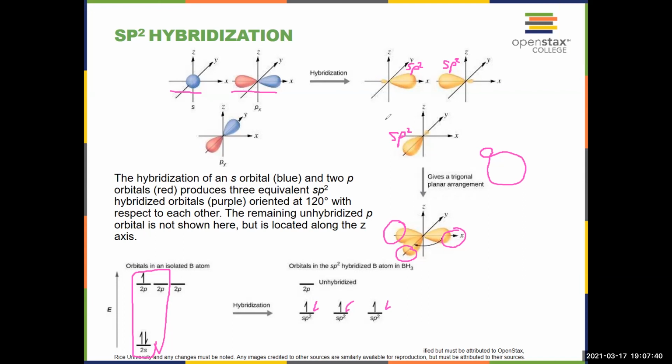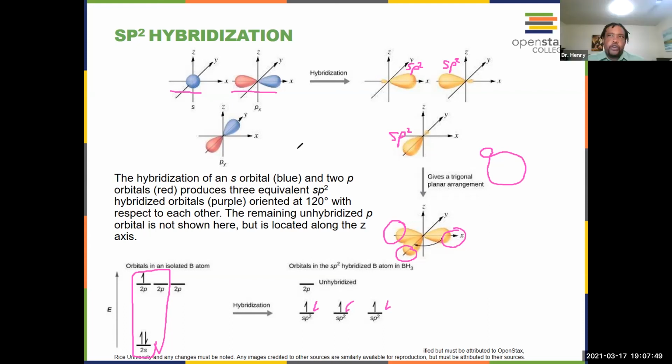Do the shapes make sense? Yes. So what you're doing is merging all of these together. You're bringing them all together and mixing them to make 3 equal new orbitals that are lower in energy. So I'm adding all of these together, and that's my first one, this is the second one, and this is the third one.